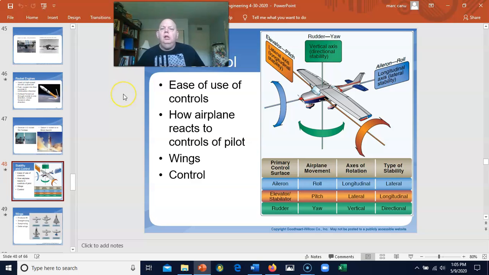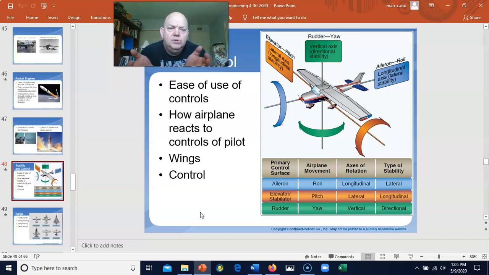All right. So as we're going through, we've got to look at stability and control on a plane. We talked about the yaw, the pitch, and the roll. If you look at this chart of the different parts of the airplane, you've got the aileron, the elevator, also known as the stabilator, and the rudder. What airplane movement does each control? Then it talks about the axis of rotation, and what type of stability you're dealing with. So, how the airplane reacts to the controls of the pilot. You have the wings, but you also have the control.